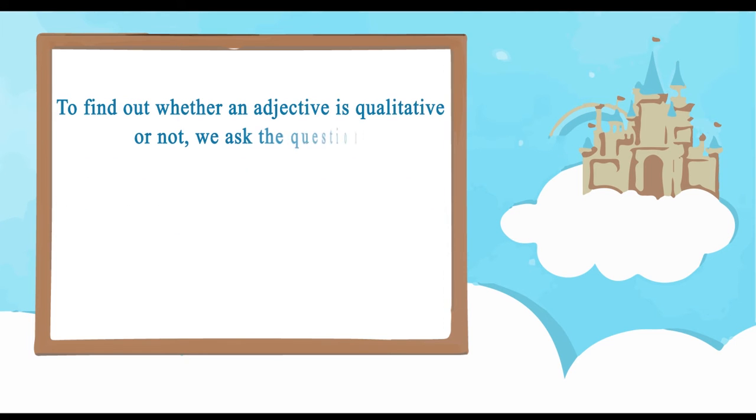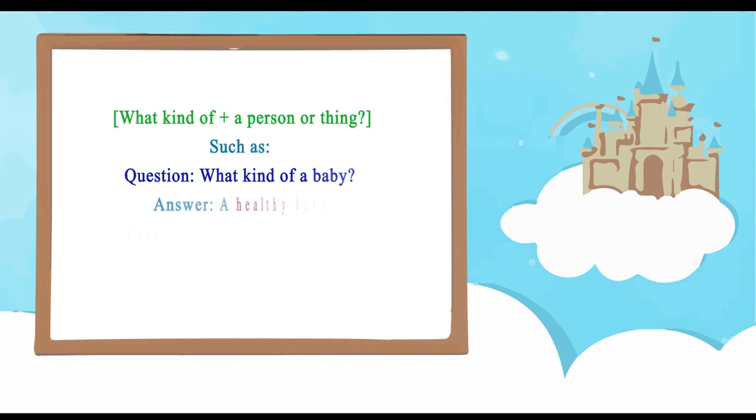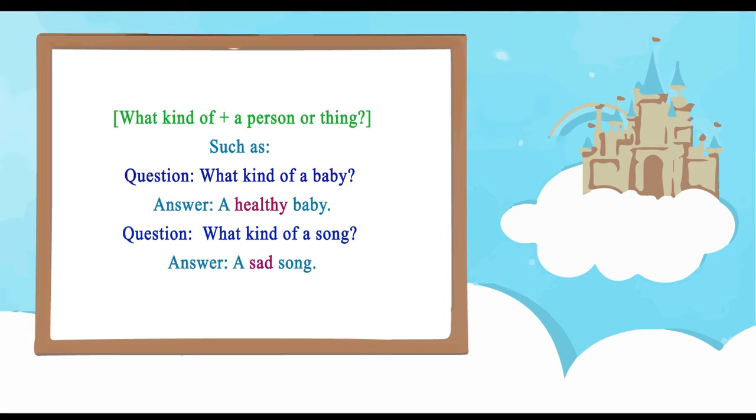To find out whether an adjective is qualitative or not, we ask the question, what kind of plus a person or thing? Such as, question: what kind of a baby? Answer: a healthy baby. Question: what kind of a song? Answer: a sad song.